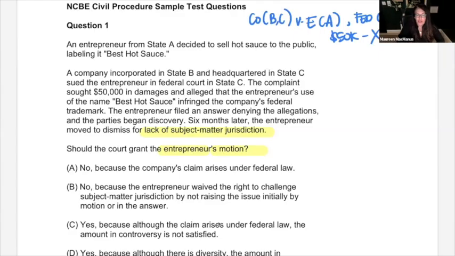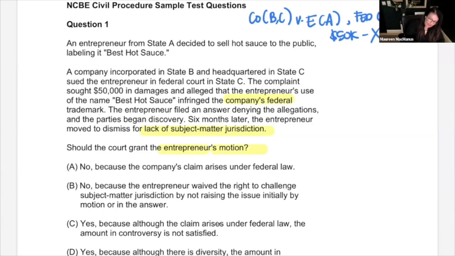And so the complaint sought $50,000 in damages and alleged that the entrepreneur's use of the name Best Hot Sauce infringed the company's federal trademark. So when you were doing these, did you pick up on the fact that there is a federal question? I would say that because they say infringed the federal trademark, it makes this question a bit easier. They could just say trademark. Or they could give you an allegation that you know is exclusively in federal court. So maybe it's bankruptcy or something else that's exclusively federal. In those instances, you're going to need to know what is exclusively federal.